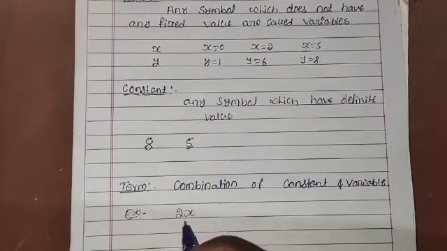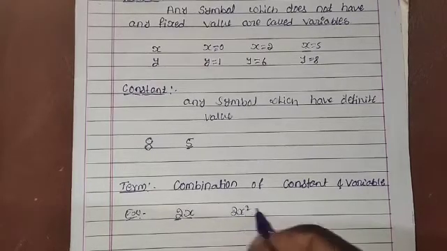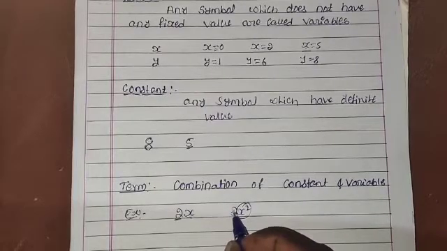Here 2 is the constant and x is a variable in this term. Now 2x square: here x square is the variable and 2 is the constant.